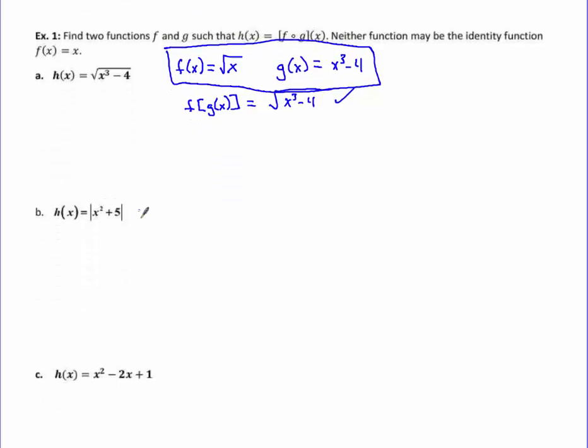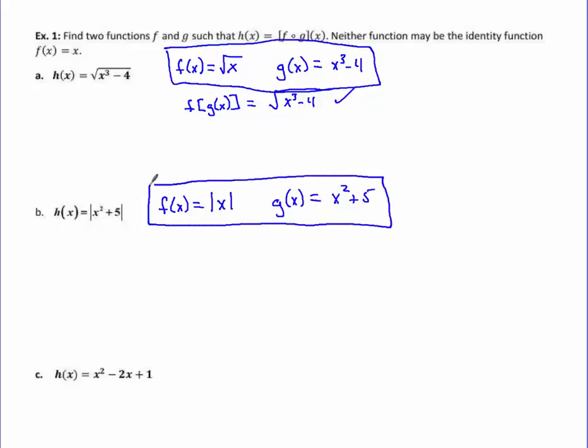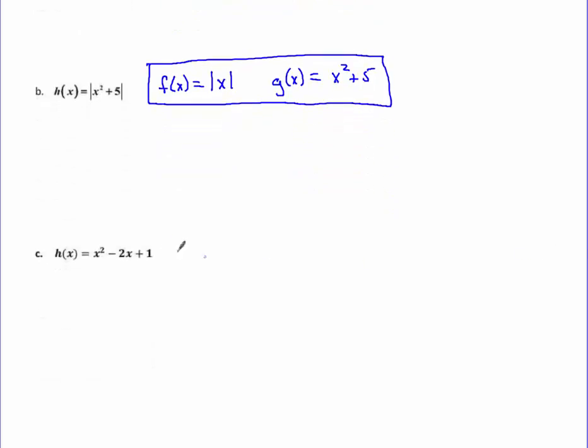We look at h of x, and we know that this is an absolute value function. It's based off the parent function f of x equals absolute value of x. So if we just had another g of x that equaled x squared plus 5, that would be our two functions that when we put them together equaled h of x. So not nearly as tough as it sounded, huh?